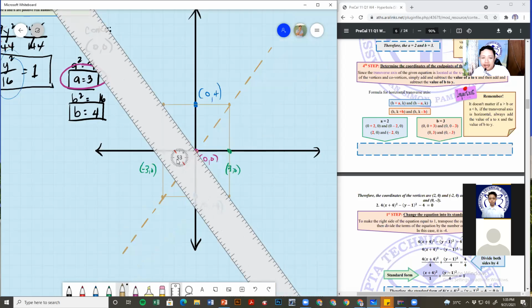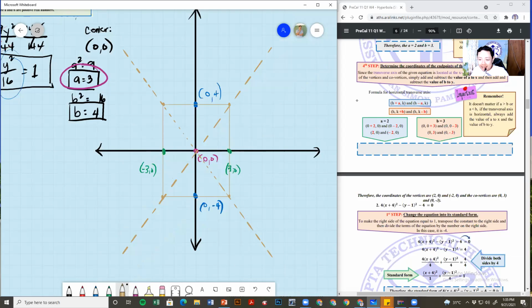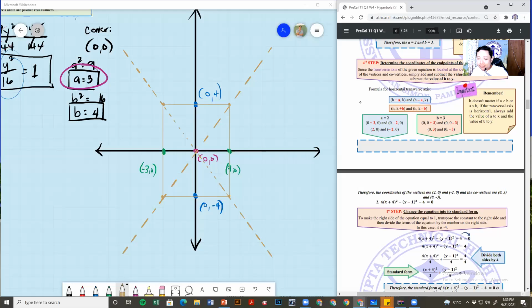That will serve as your asymptote. So always remember in the hyperbola, you have two asymptotes. So in here, we have these broken lines. Just continue drawing those broken lines. I hope you're also doing the same thing in your notebook. Ayan. There you go. Can you now imagine our asymptotes? Now let's move on.